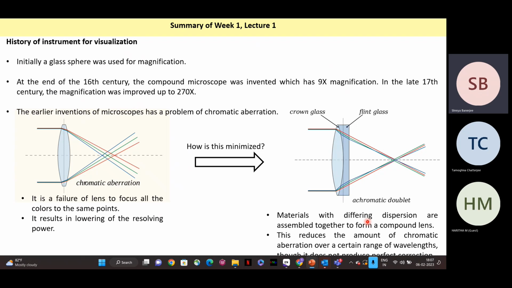So how was this corrected? Basically, lenses were made with 2 different kinds of materials, crown glass and flint glass, which had different degrees of resolving power. And from this combination of lenses, the splitting of colors was minimized so that the splitting is much lesser. So that is how chromatic aberration was corrected. And since there are 2 kinds of lens, this was called an achromatic doublet. Though the correction was not perfect, it managed to improve the resolving power.